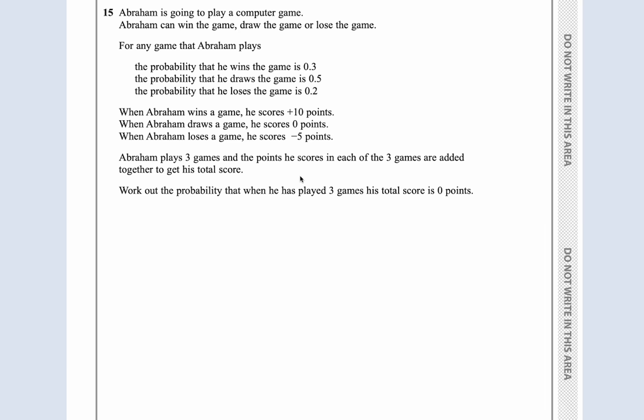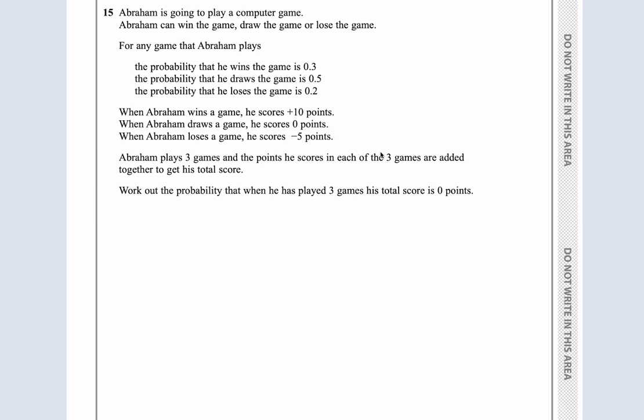Abraham is going to play a computer game. He can win the game, draw the game, and lose the game. For any game, the probability he plays is this. When he wins a game, he scores this. When he draws a game, he scores 0. Loses, he loses 5 points. He plays 3 games, and the points he scores in each of the 3 games are added together to get his total score. Work out the probability that when he has played 3 games, his total score is 0 points.